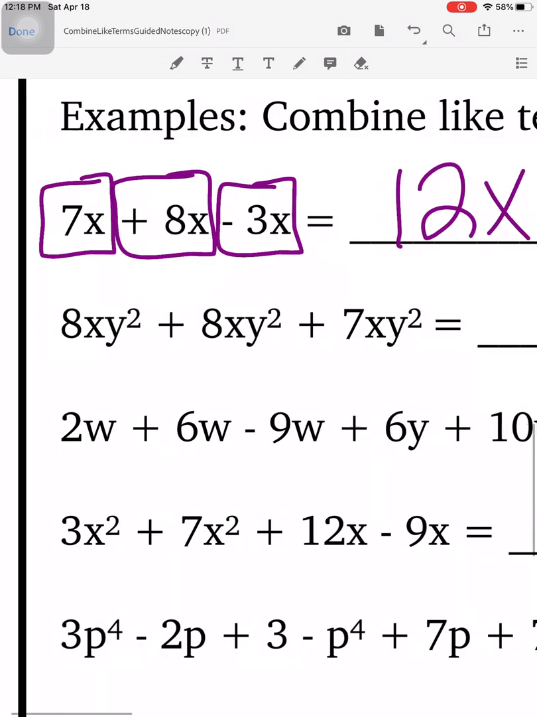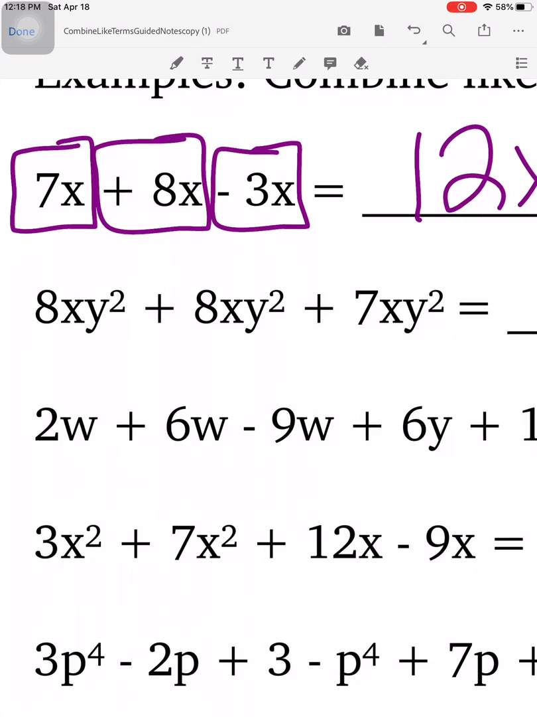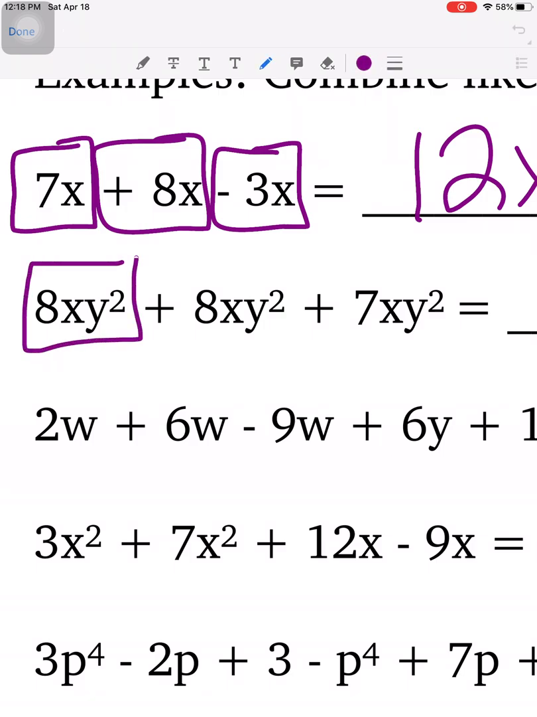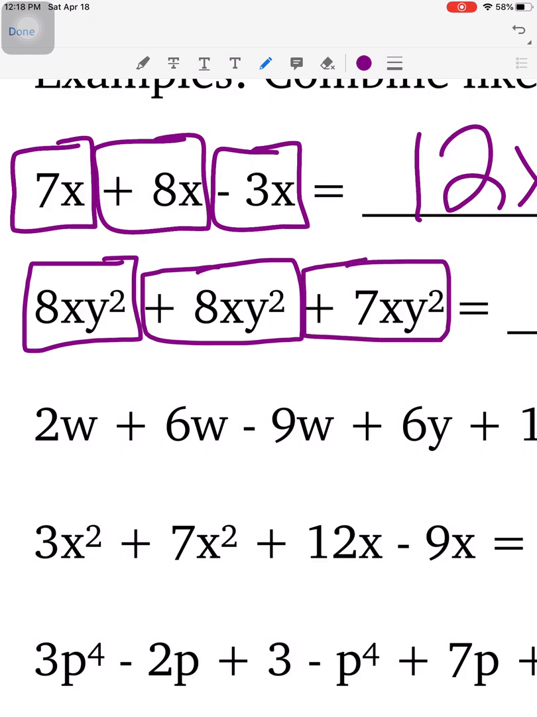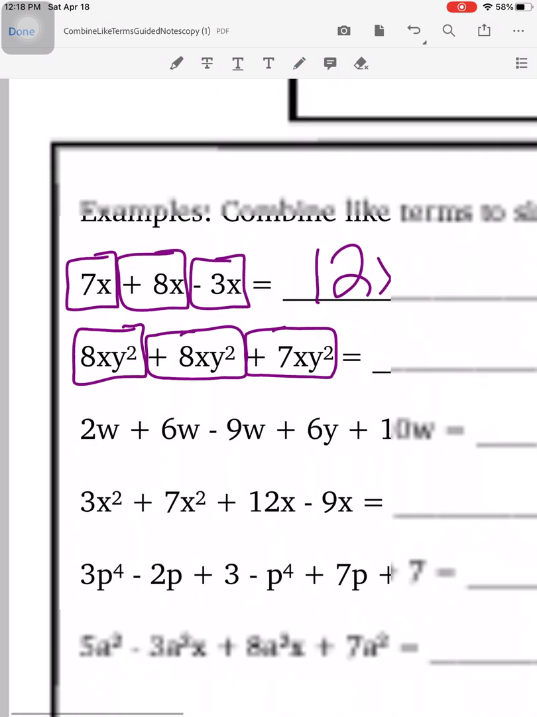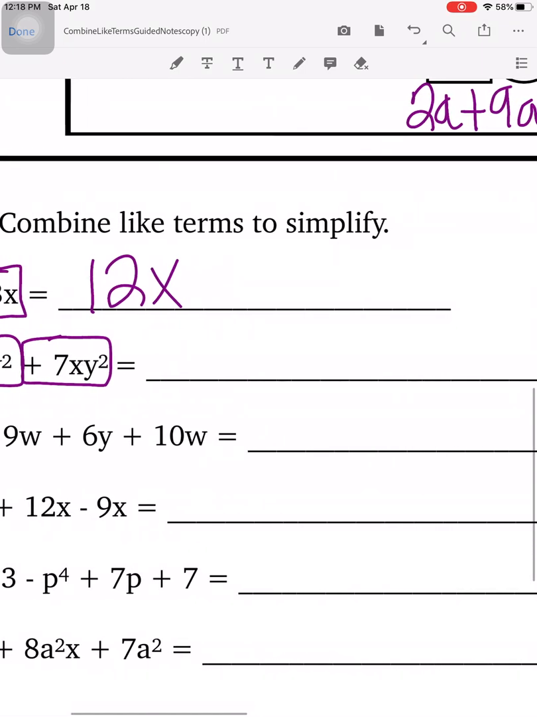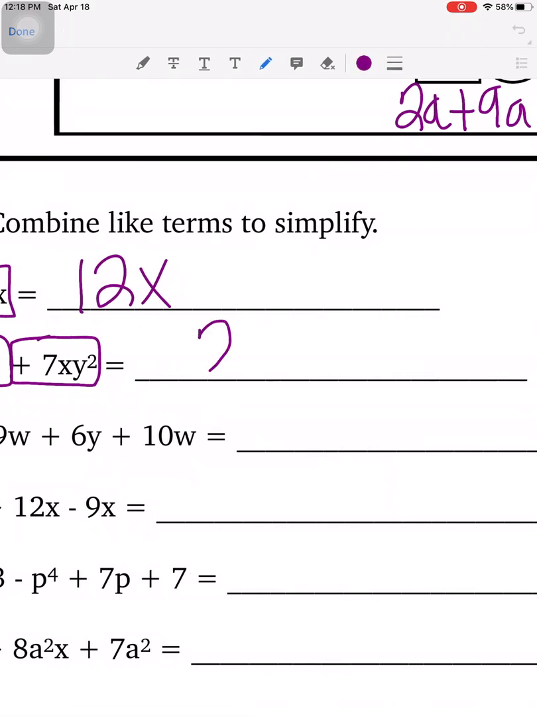All right, the next one, same thing. We have the same variables, x, y to the second power. So they will all be alike. 8xy squared, positive 8xy squared, and positive 7xy squared. We add them up, and we get 23xy squared.